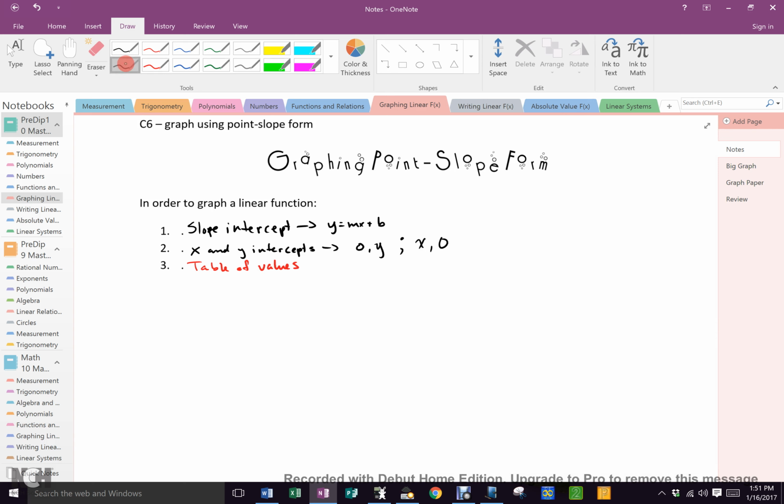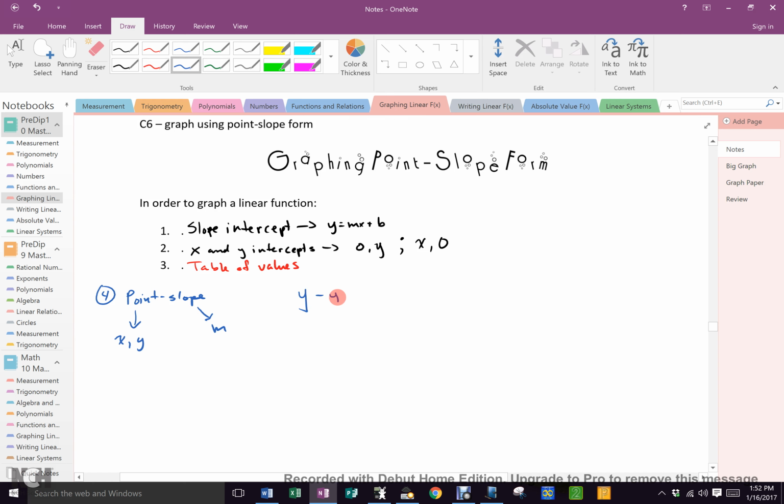All right, now I'm going to give you a 4th, and this will become your best friend. Point slope form. You guys are smart kids. Y equals mx plus b is slope intercept because you got the slope and the intercept. X and y intercept form uses 2 intercepts. Table of values is all points. So point slope form uses what? A point, which is x and y, and a slope, which is m.